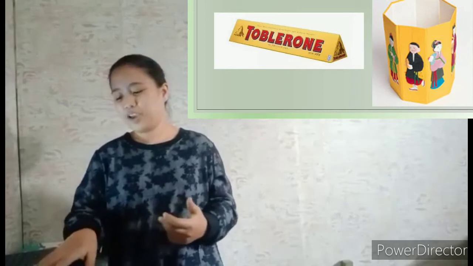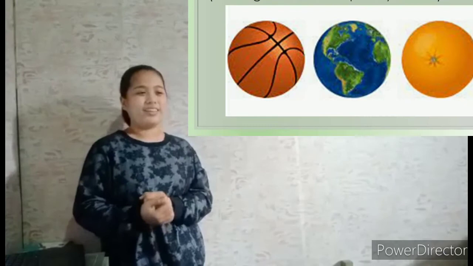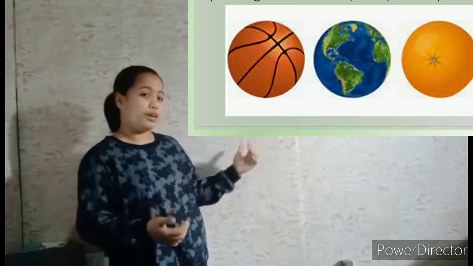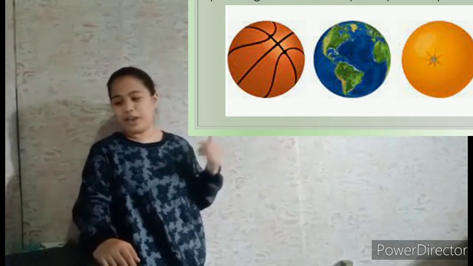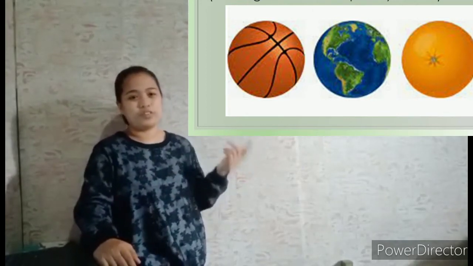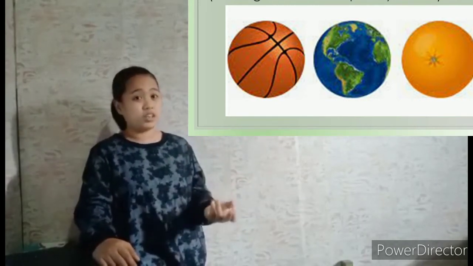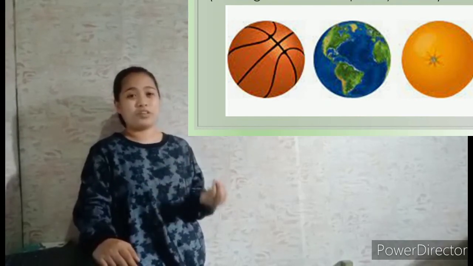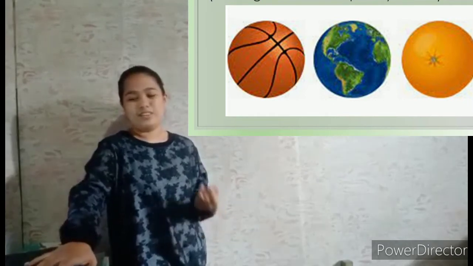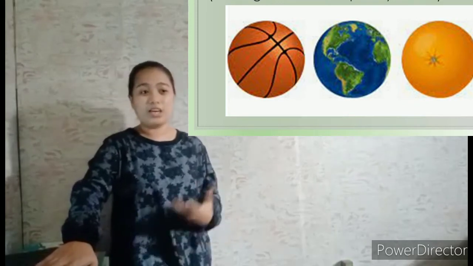Okay? Great. Oh, sorry, I still have one last. The sixth one. This is what we call a sphere. So we have here, as an example, a fruit, an orange. We have a globe or the planet Earth as an example of a sphere. And we also have the basketball. Great. Those are some of the examples of a sphere. Any questions or clarifications? None?